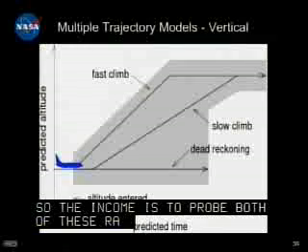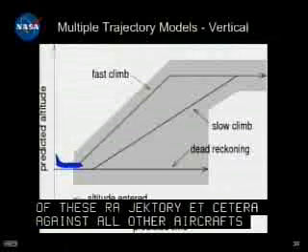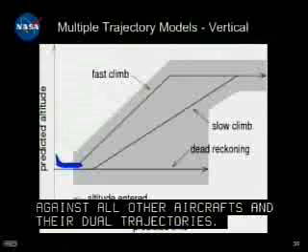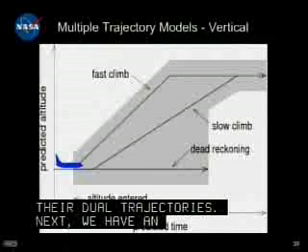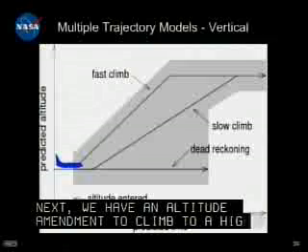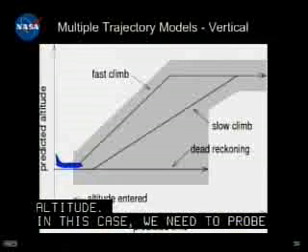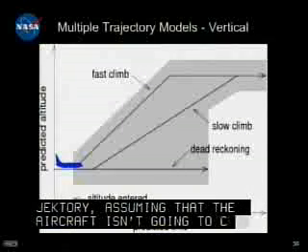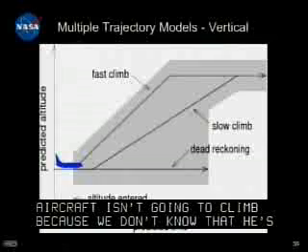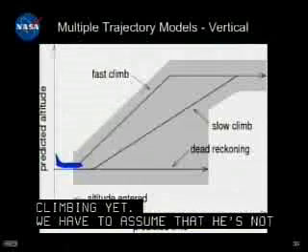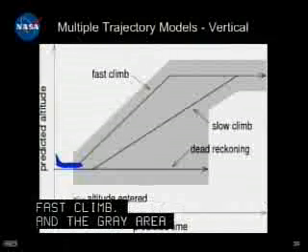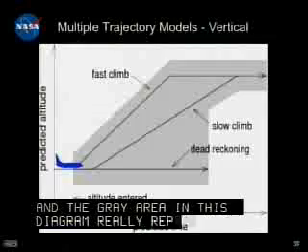So here's the vertical case, and this represents a case where an aircraft is currently flying level, but it's been given an altitude change. In other words, it's been given an altitude amendment to climb to a higher altitude. So in this case, we need to probe the dead reckoning trajectory, the level trajectory, assuming that the aircraft isn't going to climb, because we don't know that he's climbing yet, so we have to assume that he's not going to climb. And then we want to probe a slow climb and a fast climb. And the gray area in this diagram really represents the region that we need to probe against.